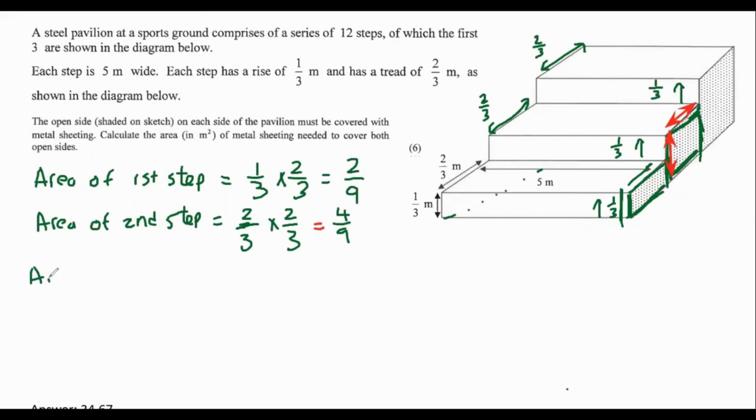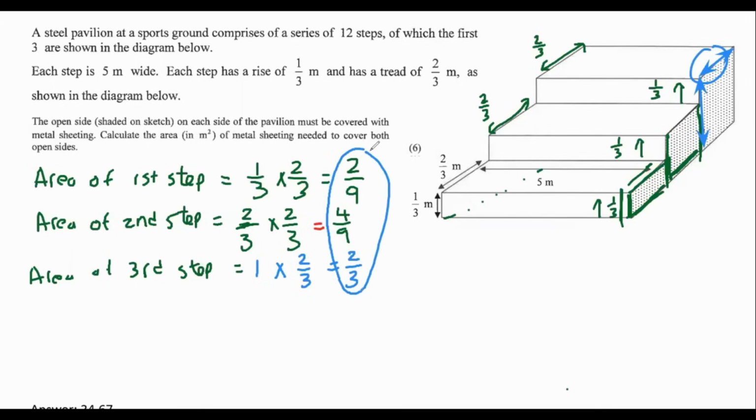And then let's just go one more. Area of third step. So now this height here would be 3/3, which is just 1. You know, 1 over 3 plus 1 over 3 plus 1 over 3 is just 1, multiplied by this length up here, which would now be 2/3. That just stays the same. And so that's just going to give us 2 over 3.